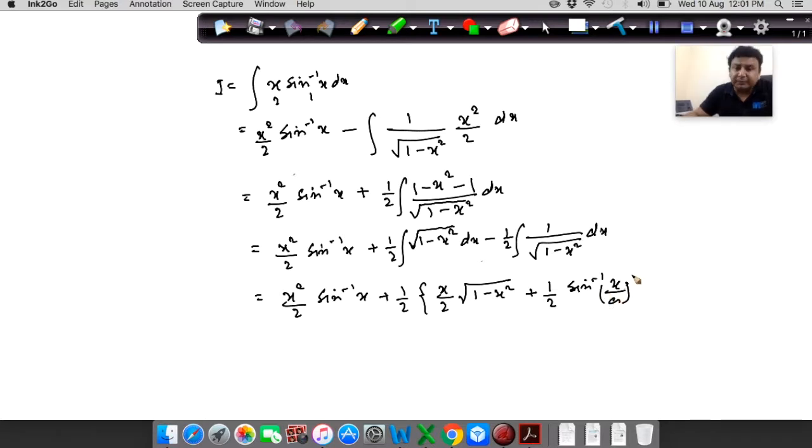If you don't know, please learn these formulas. They are very important. Then minus half. What is this? This is sine inverse x, because 1 upon under root of a square minus x square is sine inverse x upon a plus c. So this will be your answer.